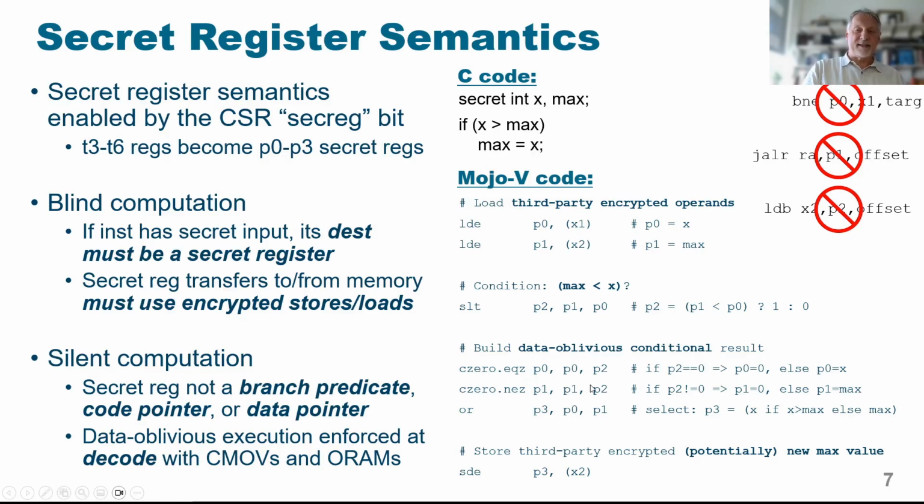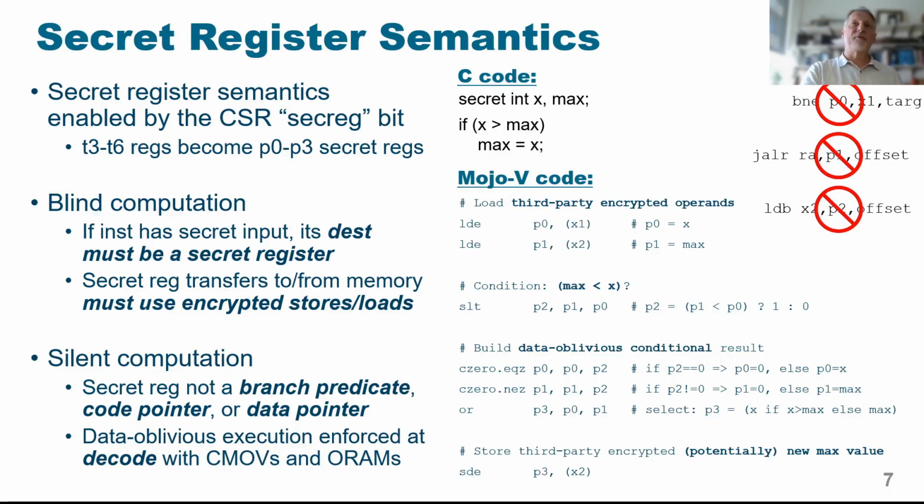Because I have the same predicate here and the sense of these is opposite, one of these will be 0 and one of these will not be 0. So I just OR them together at the end and I get this conditional move. The updated max value here, I just unconditionally store, either the same value as before, or the updated value of X if X is larger. And there are no behaviors in this code to reveal whether X or max was updated.